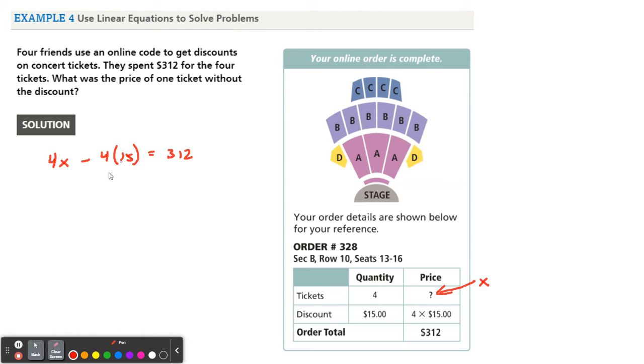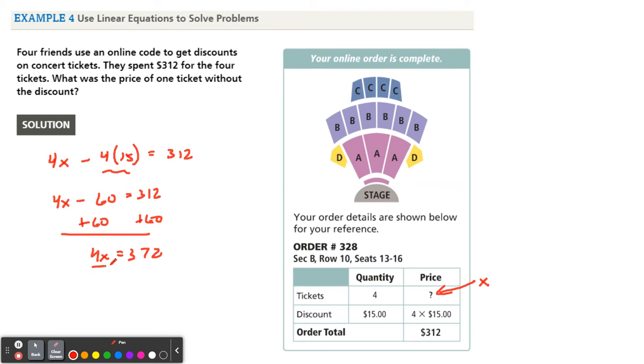Okay, so now we're going to solve this. Now, I'm going to simplify the 4 times 15. So 4x minus 4 times 15 is 60. Minus 60 equals 312. And again, 2 steps. X is being multiplied by 4 and subtracted by 60. So undo it, reverse. Add 60. So 4x equals 312 plus 60. 2 and 0 is 2. 6 and 1 is 7. There's no 1 to carry. And then the 3 just comes down, 372.